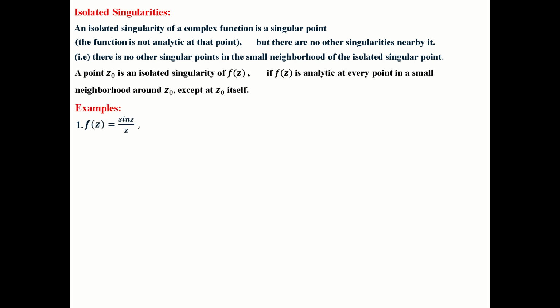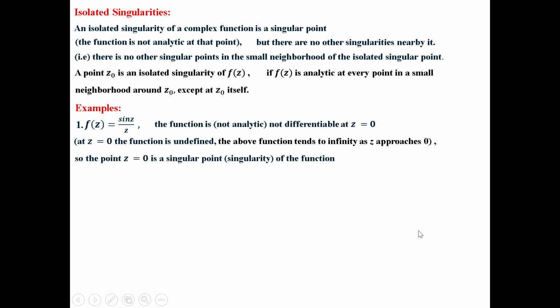Example, you take sin z by z. Z is equal to 0 is a singular point. So you draw a small circle around z is equal to 0 with center 0. In that region, sin z by z is differentiable except at the origin, z is equal to 0. Then z is equal to 0 is an isolated singular point of that function sin z by z.